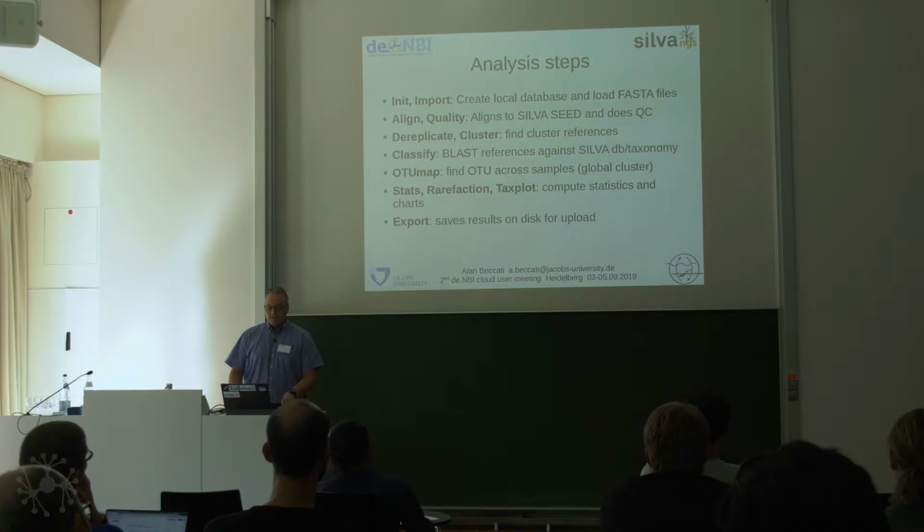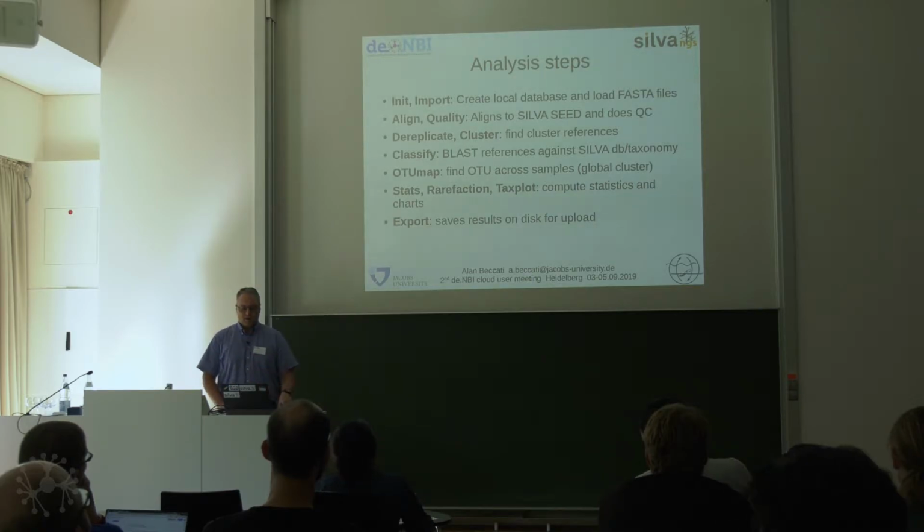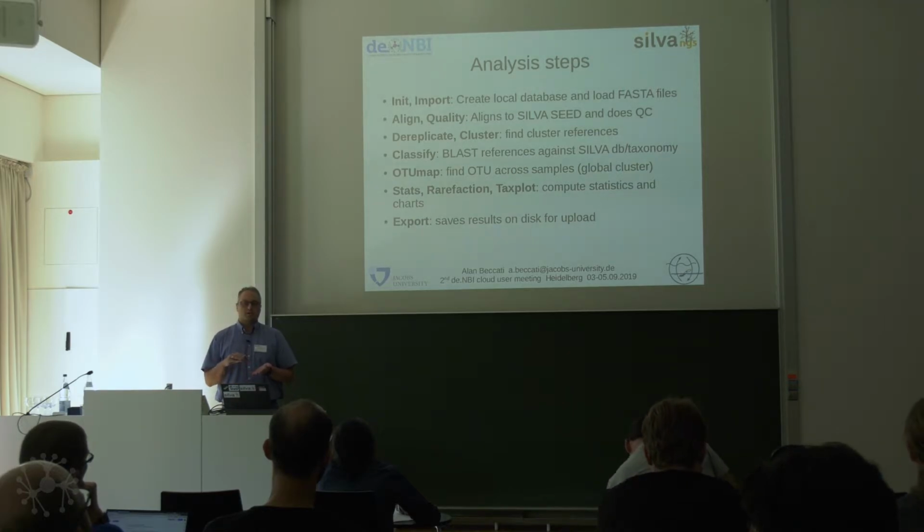Then there are the align and quality steps, where the user sequences get aligned against the Silva seed to provide the analysis, and a quality check is done to discard sequences that do not pass the quality criteria. Then there is a dereplicate and cluster module where the sequences are dereplicated and clustered to obtain only the cluster references, which allows us to use less computing power because we do the next classification step with BLAST only on the cluster references.